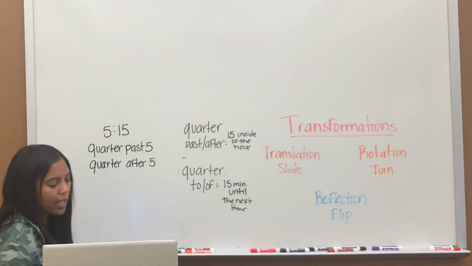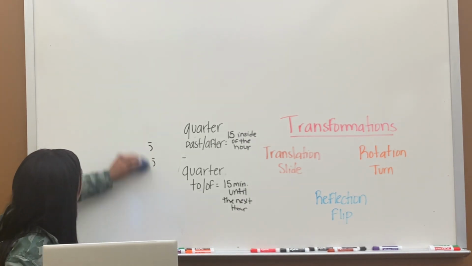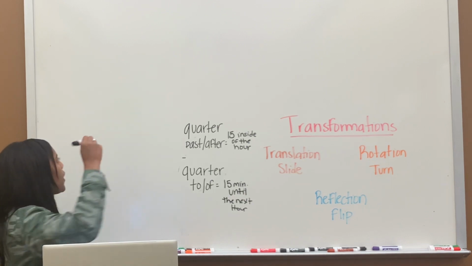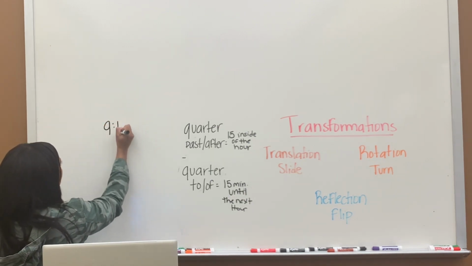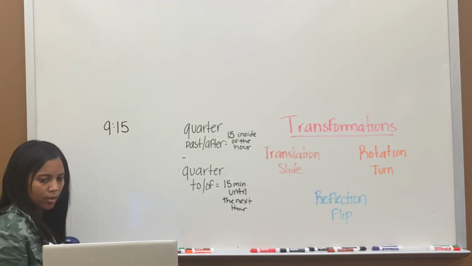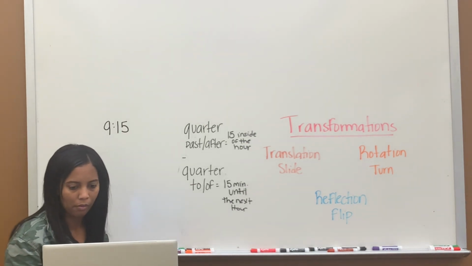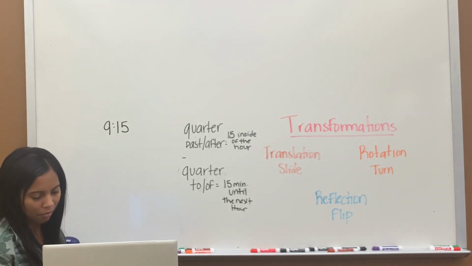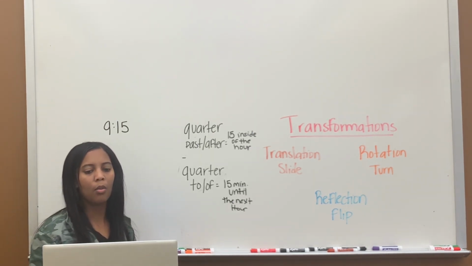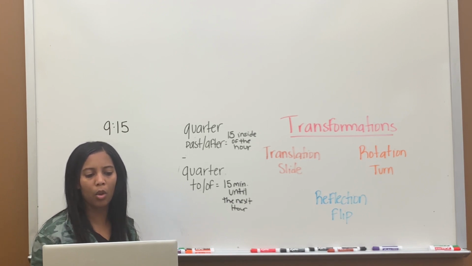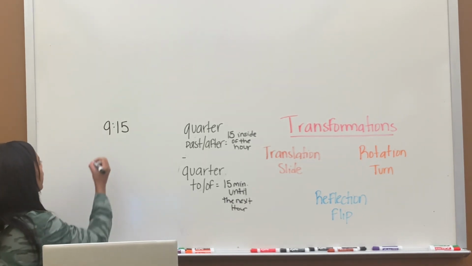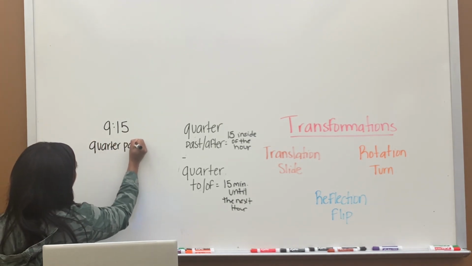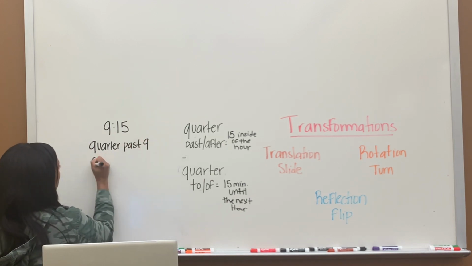Okay, let's look at number 6. What time is it on this clock on number 6? 9:15. So put 9:15. So what would I say? 9:15, it's a quarter past 9. Good, a quarter past 9. Quarter past 9 or quarter after.